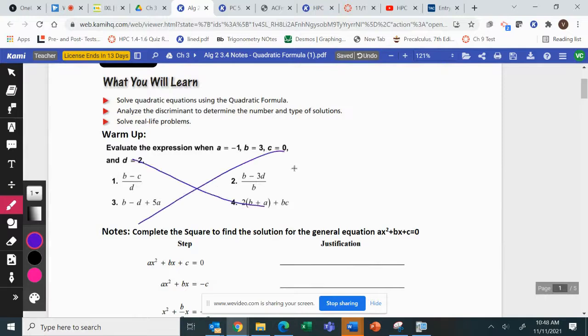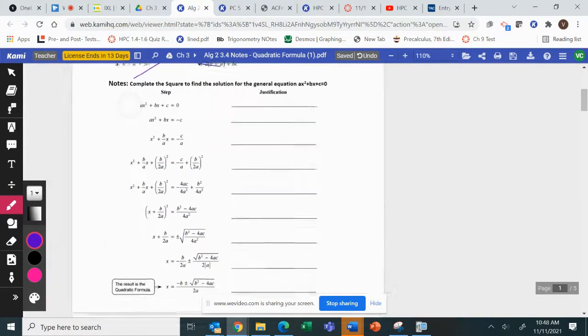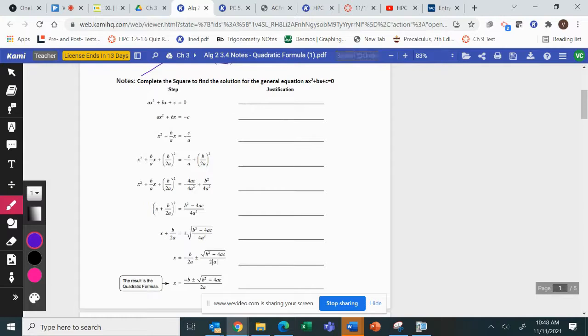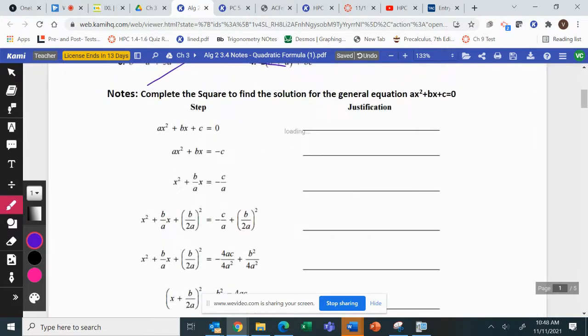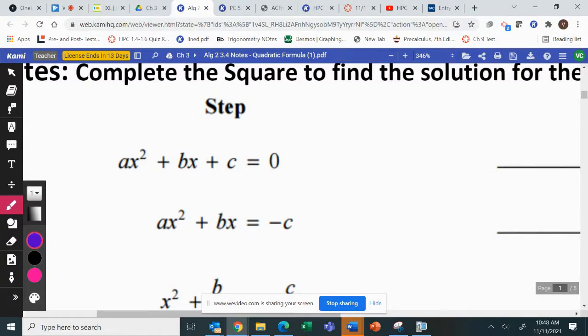I am skipping the warm-up. I am half skipping this. Usually we go through and we'll justify every single step. But with the gaps that you have had, I don't feel comfortable going through this. But what I'm going to tell you is happening here is we're going to start with a quadratic equation, but there are no numbers put in it.